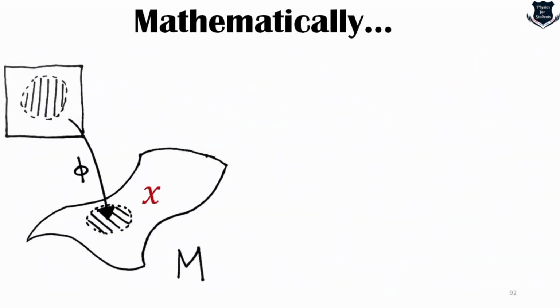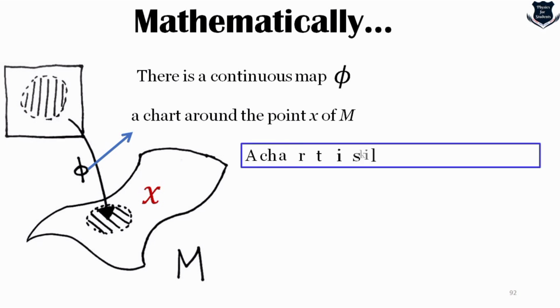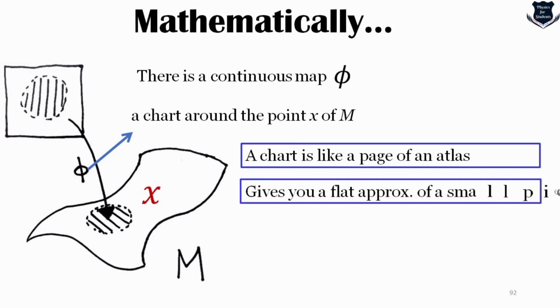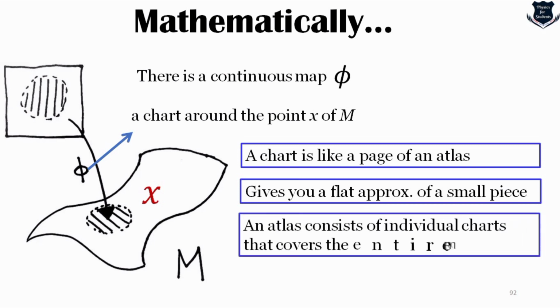So I would like to show you a mathematically simple demonstration of how it looks. We take a manifold, we map it over here, and there is a continuous map phi, this one, and there's a chart around the point x of M. If you don't understand what a chart is, it is a kind of approximation. It's like a page of an atlas. It gives you a flat approximation of a small piece, and an atlas comprises individual charts, right? So as you see, we are trying to map something onto a flat space. So that is a chart.